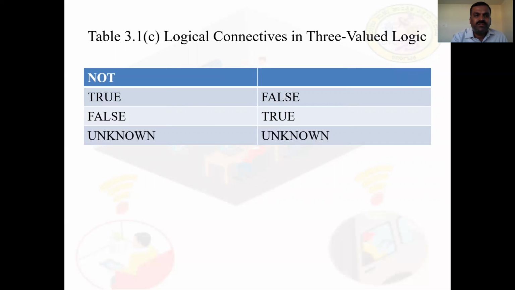Next, the logical connective NOT in three-valued logic. You know the three values: true, false, and unknown. NOT true becomes false, NOT false becomes true, NOT unknown becomes unknown.